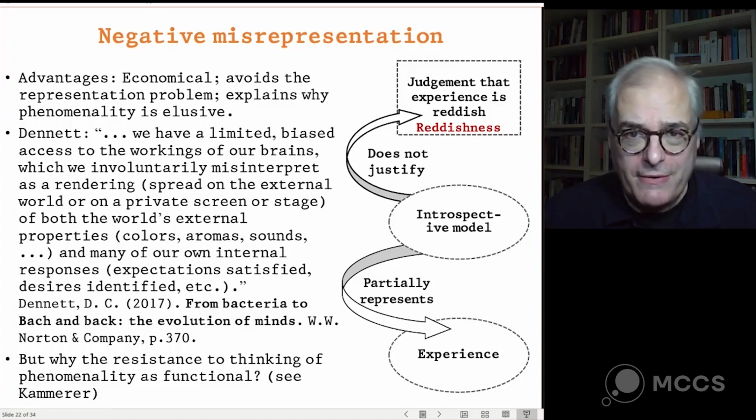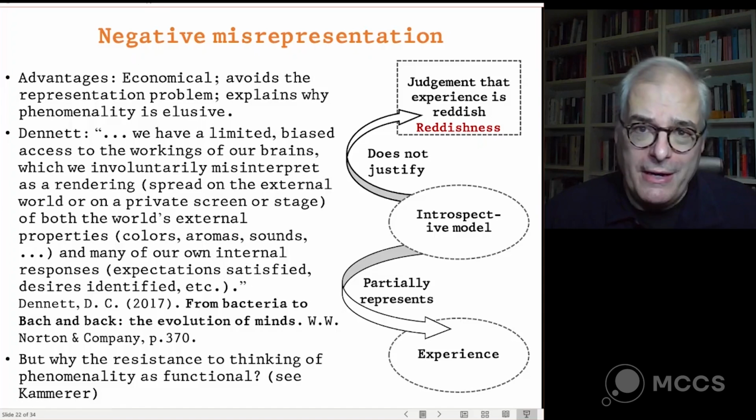And at any rate, an illusionist who takes this negative misrepresentation line is going to have to explain why we feel this resistance, why we're not willing to cease to make this bad inference from limited introspection to a positive judgment that our experiences possess phenomenal qualities, phenomenal properties.